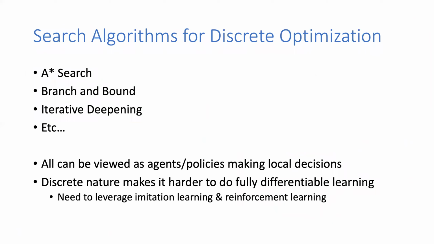Search algorithms for discrete optimization include things like A-star search, branch and bound, iterative deepening, and several others. Again, these can be viewed as agents or policies making local decisions. The discrete nature of these problems makes it harder to do fully differentiable learning. So you need to leverage imitation learning and reinforcement learning more to properly do learning in these settings.